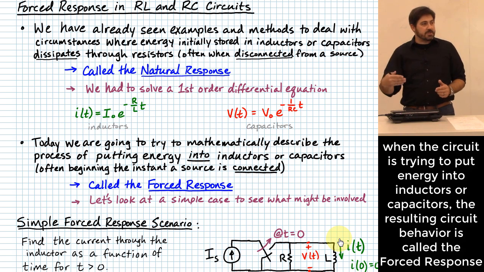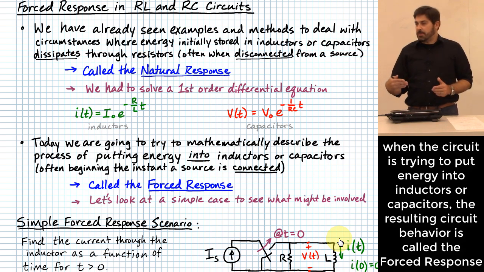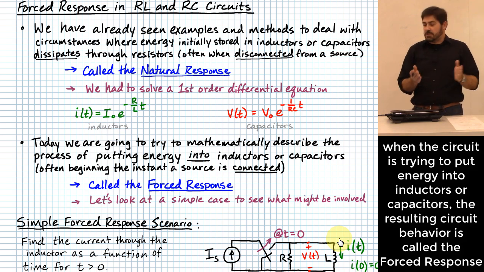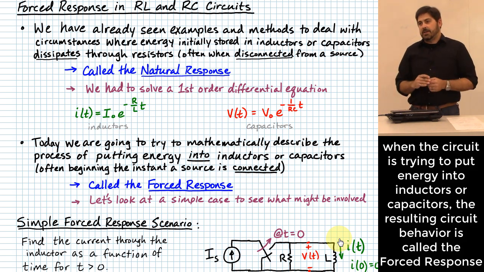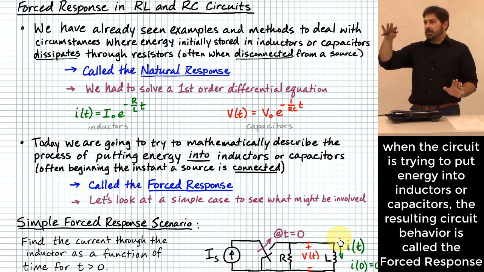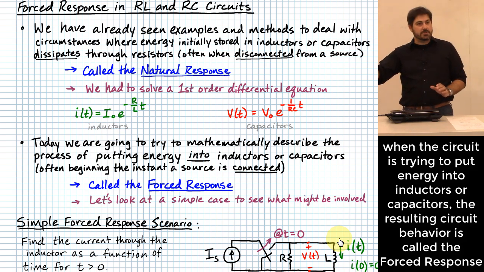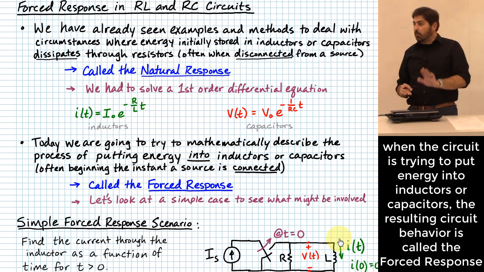But there's another possibility that can happen with inductors or capacitors, and that is they can be hooked up into a circuit where the elements in the circuit are trying to actually put energy into them, okay? The first thing we did, where energy is essentially being bled out of inductors or capacitors, is what we call the natural response for those kinds of circuits. And today what we're going to look at is called the forced response.